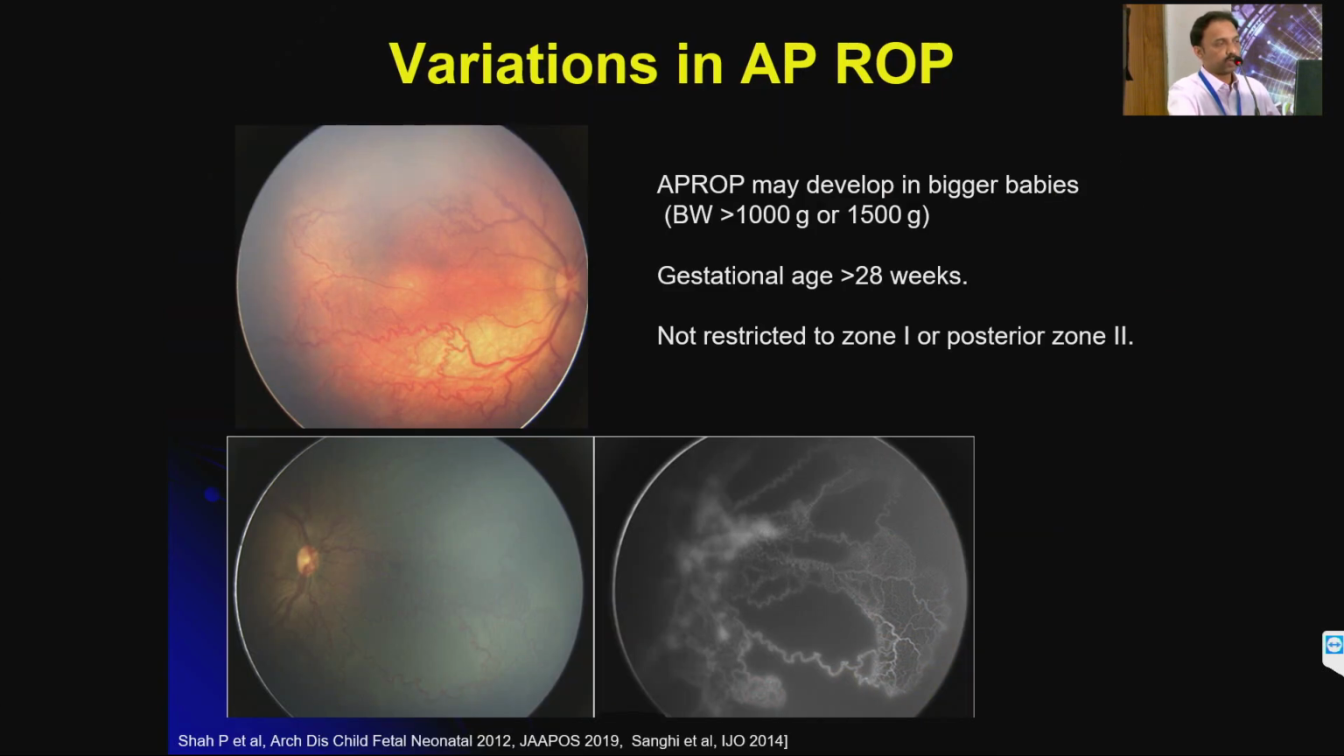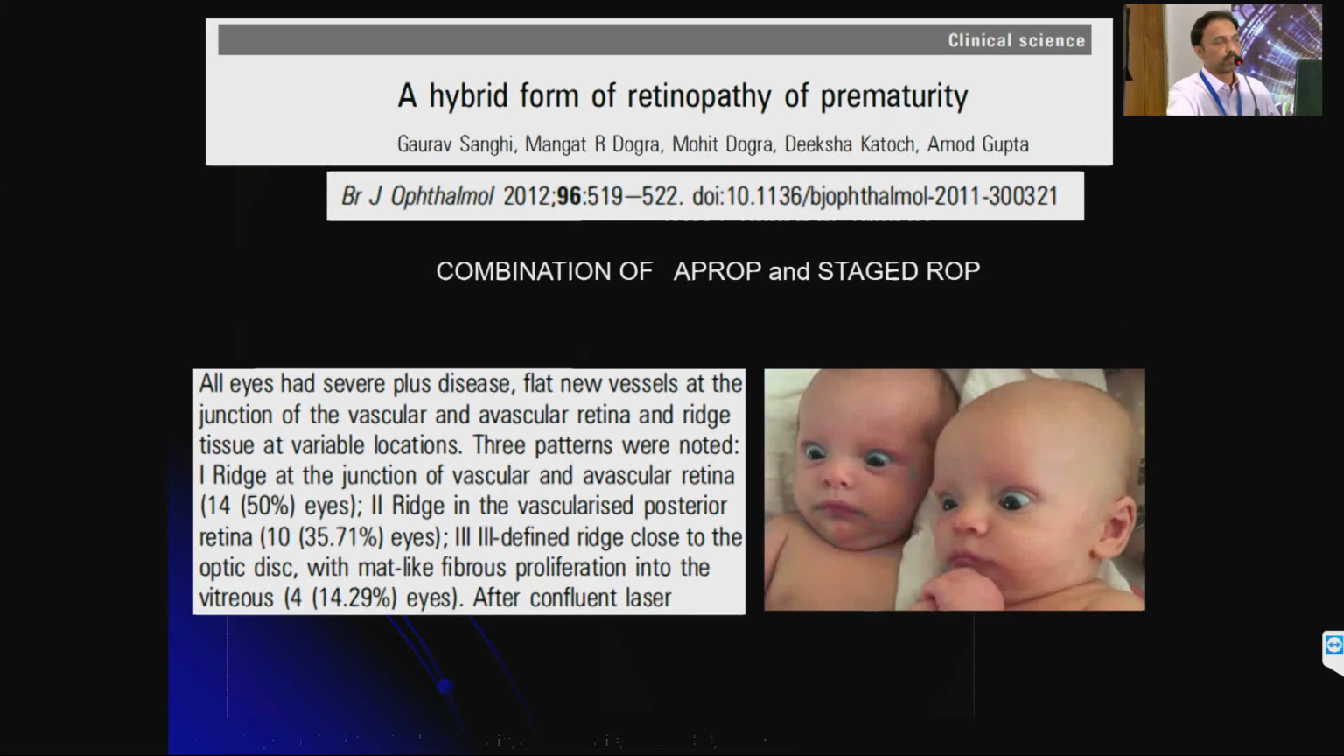Now subsequently, Parag has reported that these APROP children, especially in India, develop in bigger babies, and they also reported that the gestational age of these babies may be more than 28 weeks. We also have reports from the PGI Chandigarh group where they've defined that these APROP are not just restricted to zone 1 or posterior zone 2. They may be seen even a little more peripherally.